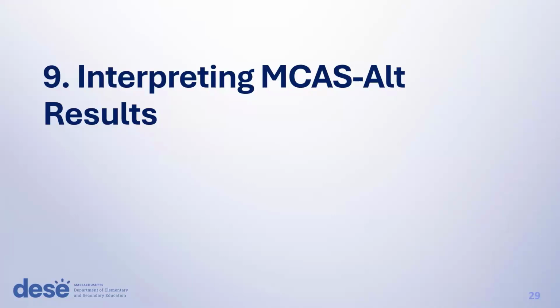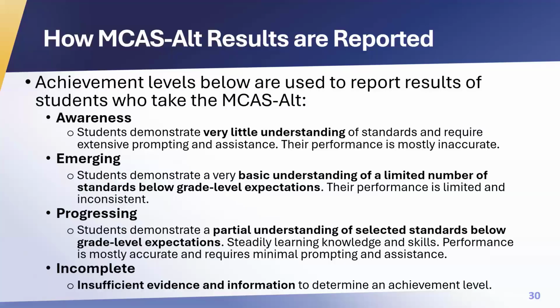How do we interpret MCAS-Alt results? How, as an administrator, would you interpret MCAS-Alt results? There are four what we call achievement levels. I mentioned them earlier: awareness, emerging, progressing, incomplete. I'm not going to read all the material to you. I know you can certainly read this, just making sure you know that just like the standard MCAS test, there are achievement levels. A student takes the standard MCAS test: not meeting expectations, partially meeting expectations, meeting or exceeding. Same thing for the alternate assessment.